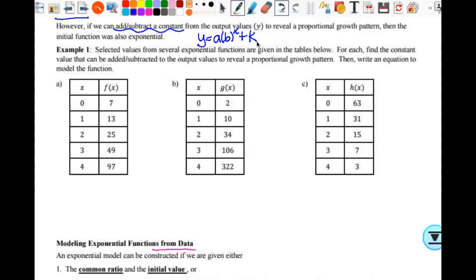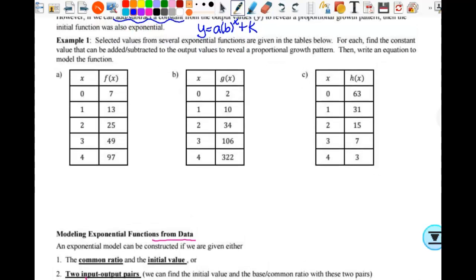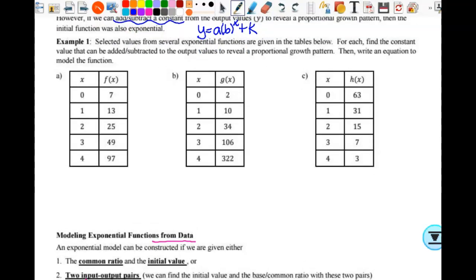Well, when we looked at one of these the other day, we didn't write the equation, we just looked at it. If I put 13 over 7, it's not the same as 25 over 13, because they don't reduce to the same thing. So I don't see a proportional growth pattern here. If I look at the common differences, 13 minus 7 is 6, 25 minus 13 is 12, then 24, 48. Not linear, clearly. Not quadratic, because if it was quadratic, they'd be increasing by the same amount.